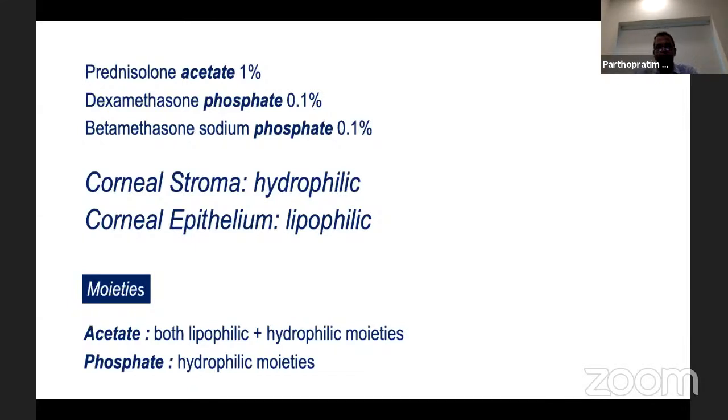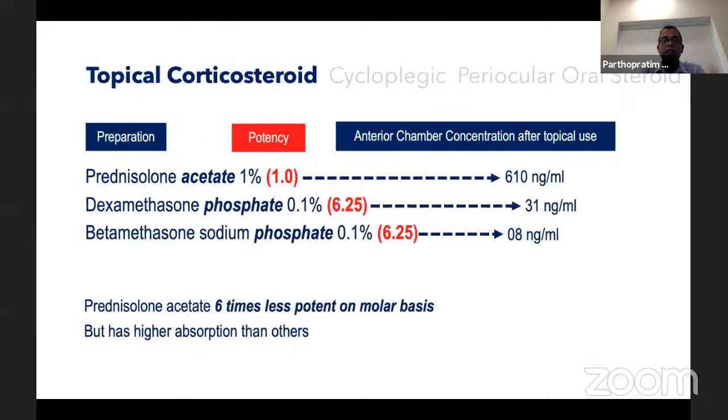The acetate has both lipophilic and hydrophilic moieties, whereas the phosphate has only hydrophilic moieties. So that's why, when we use it, you can see here the anterior chamber concentration after topical use. The drug with acetate moieties, prednisolone here, reaches 610 nanogram per milliliter of aqueous, whereas dexamethasone and betamethasone, remember, these are 6 times more potent than prednisolone, but you see here the anterior chamber concentration is much less than the prednisolone.